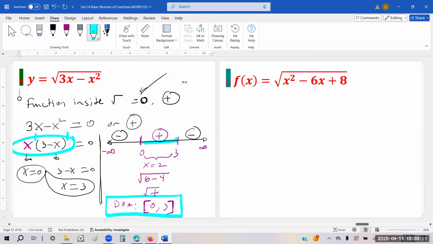The next one is the same story. We have only a square root on the numerator. So the same scenario happens. Since we have a square, anytime you have a square, try not to use the inequality. Write it this way: x squared minus 6x plus 8 can be 0 or positive. It can be 0 or it can be positive.